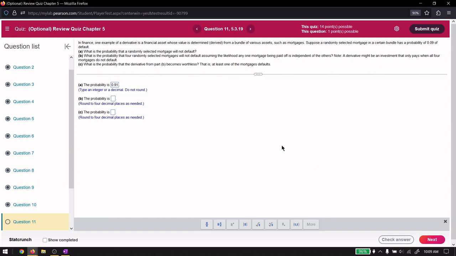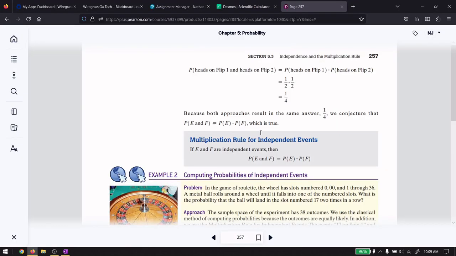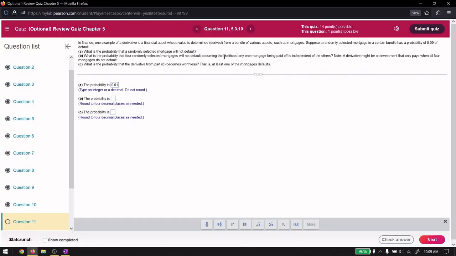For this, I just want to go back to the book real quick and look at the multiplication rule. The key thing here is that the general addition rule works for mutually exclusive events. The multiplication rule works for independent events. In other words, the probability of one does not affect the probability of another. So when you have the probability of 2 things happening and they're independent, then you can multiply the probabilities together. And that's what we're saying here is the case. We're saying that the likelihood of any one mortgage being paid off is independent of others.